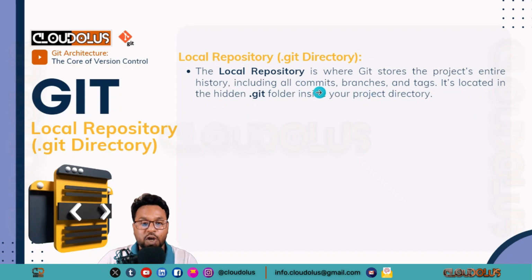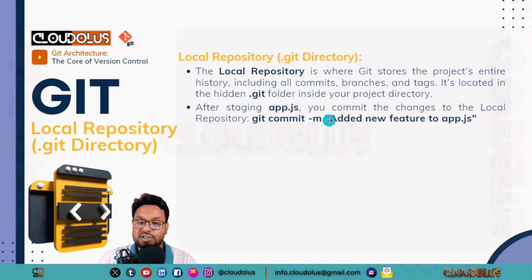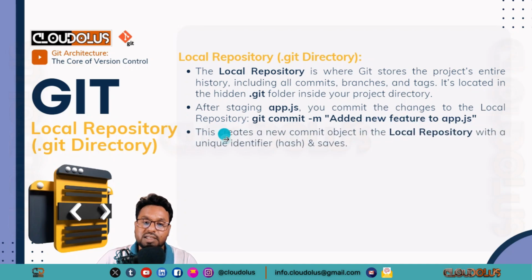Also, after staging app.js, he commits these changes to the local repository using git commit -am with the message add the feature to app.js, and this creates a new commit object in the local repository with a unique identifier, a hash, and saves it.